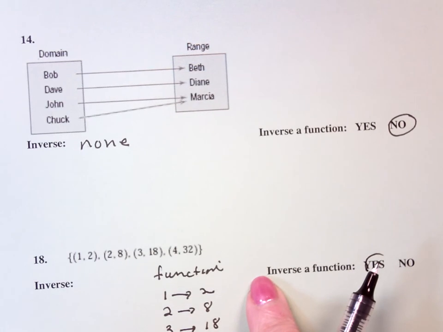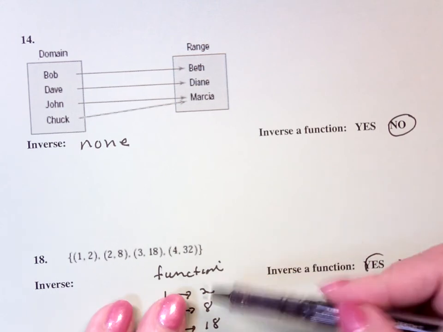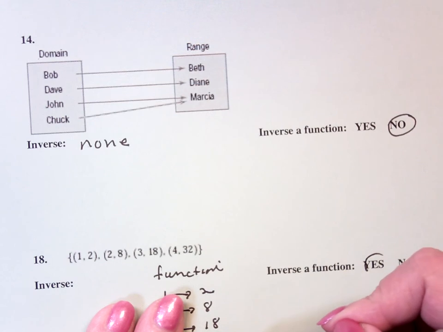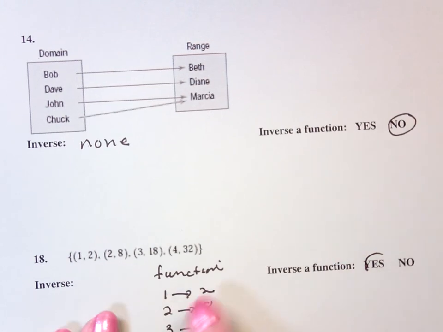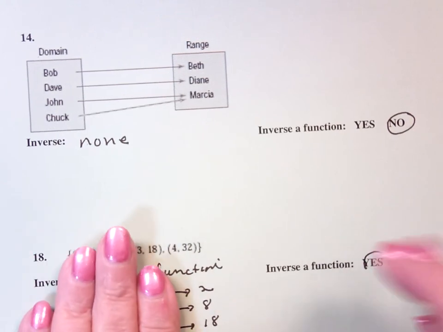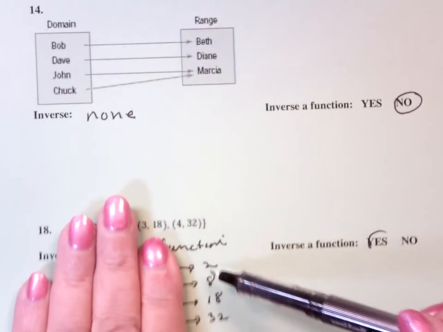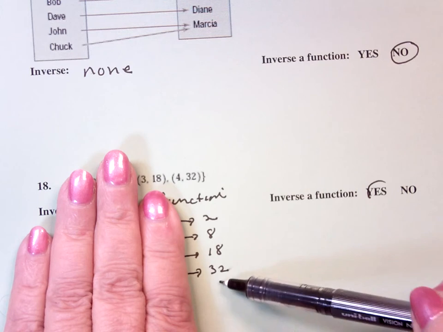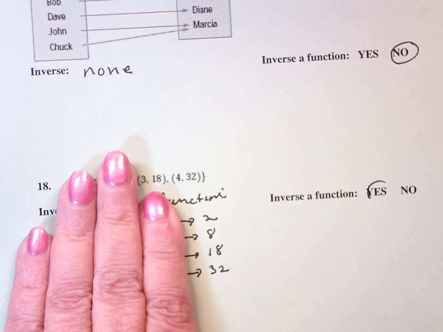2 goes to 1 and 8. But they're not connected. My range is 2, 8, 18, and 32. I've got a line of the domain and the range together. And now I'm looking at covering up the domain. How many places do each element in the range go to? One. So that means it is a function. Yes.